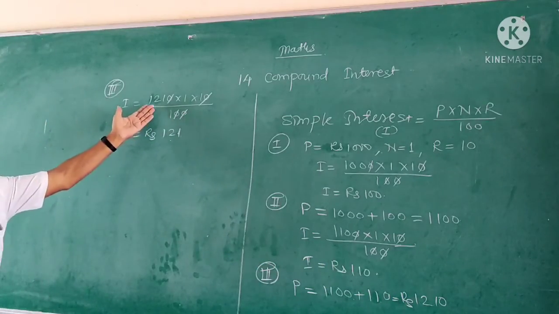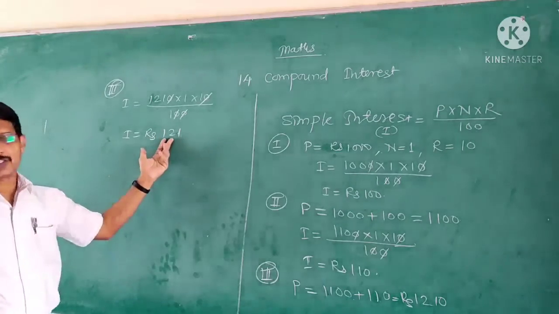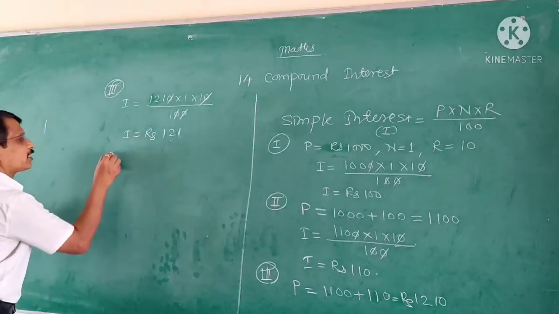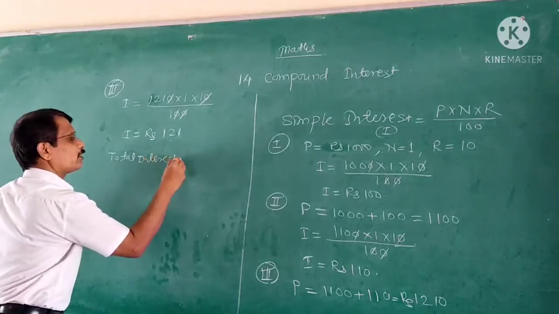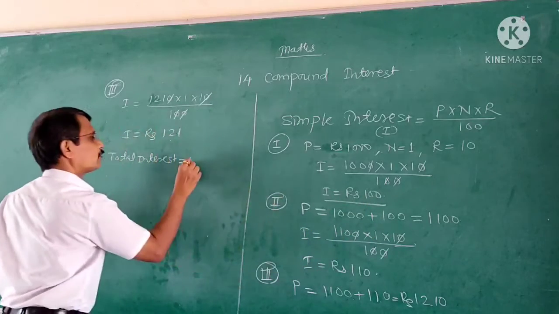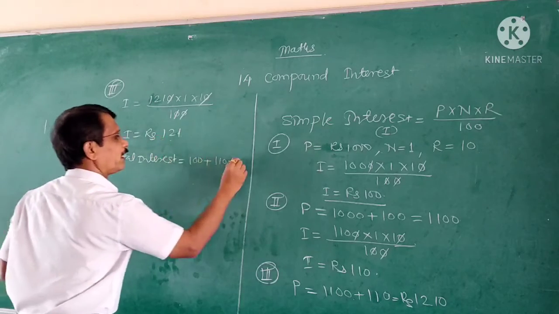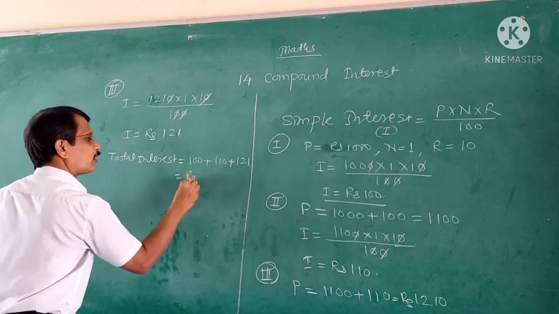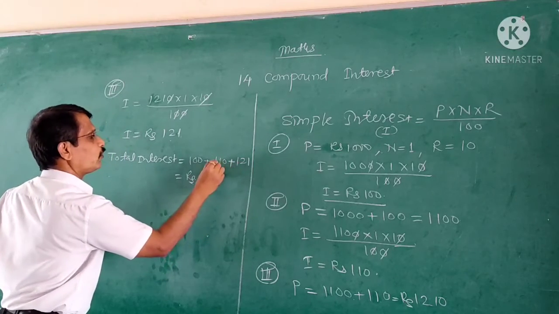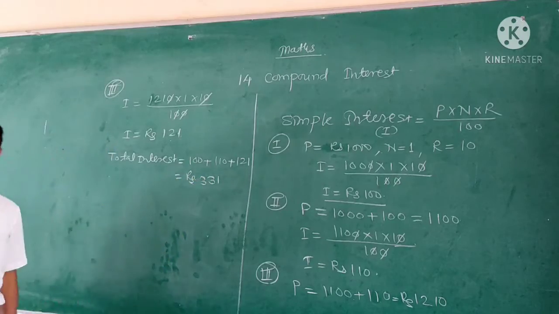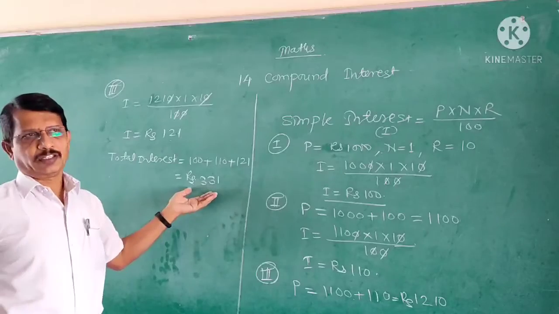year. The principal for the third year is 1,210. Same, this is the third year interest 121. Then the total interest is equal to 100 plus 110 plus 121, and the total interest is 331. Here the total compound interest is 331.